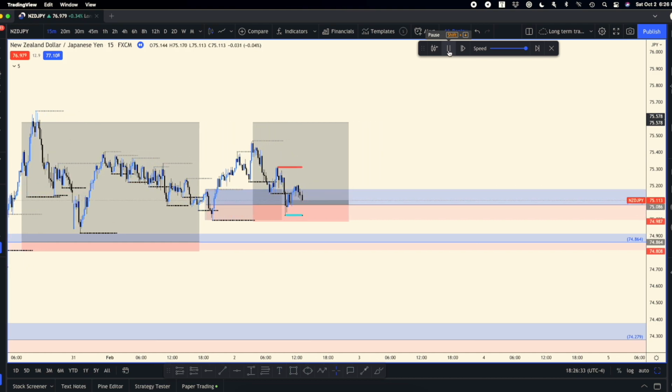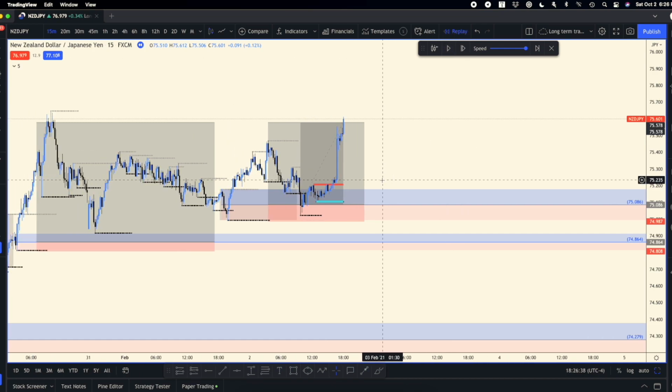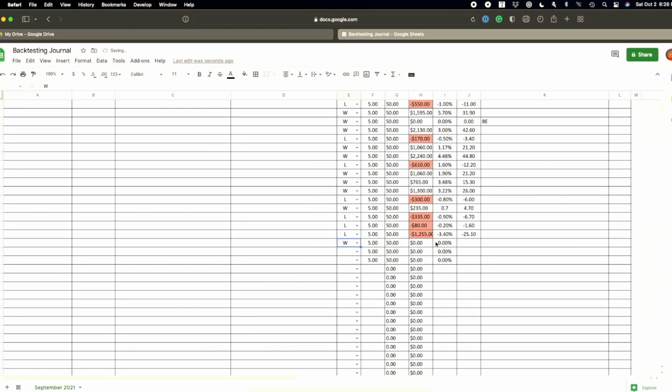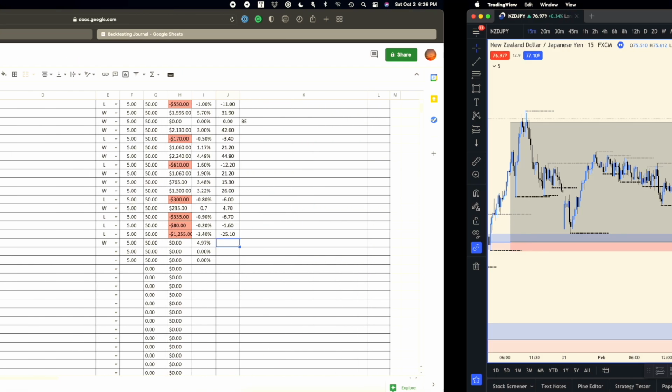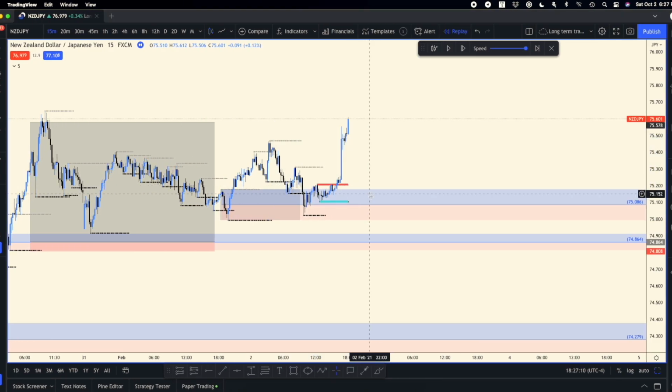So we tapped in, boom, we hit, see? Just being mechanical. 4.97% profit, 49.2 pips. 4.97 RR, and what I said, what was it? 49.2. Let's get the next trade. So we have 2 more to go. Let's do it.